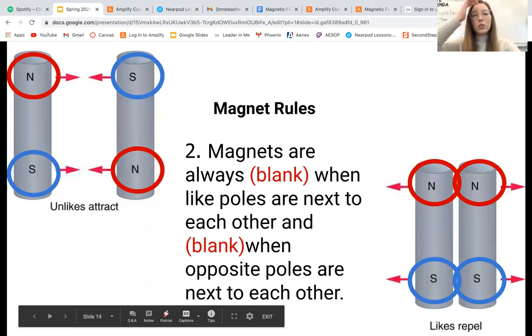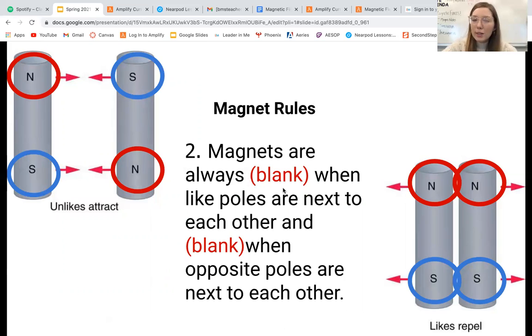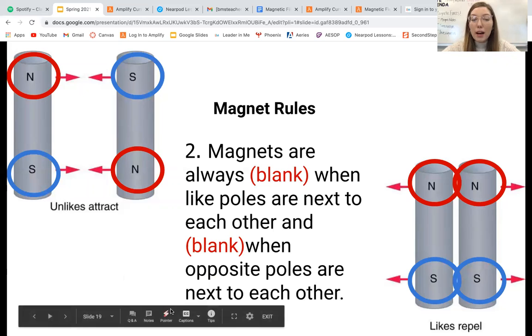And this brings us to our final magnet rule that we're going to be filling out today. And that is that magnets are always blank when like poles are next to each other and blank when opposite poles are next to each other. If we check out this picture here up at the top, you can see that the unlike is what attracts. Whenever poles are opposite or different, they're going to be attracting each other. Magnets that are opposite poles will always be attracting, whereas magnets that have the same poles facing each other, so north and north or south and south, are always going to be repelling each other. And so they're going away.